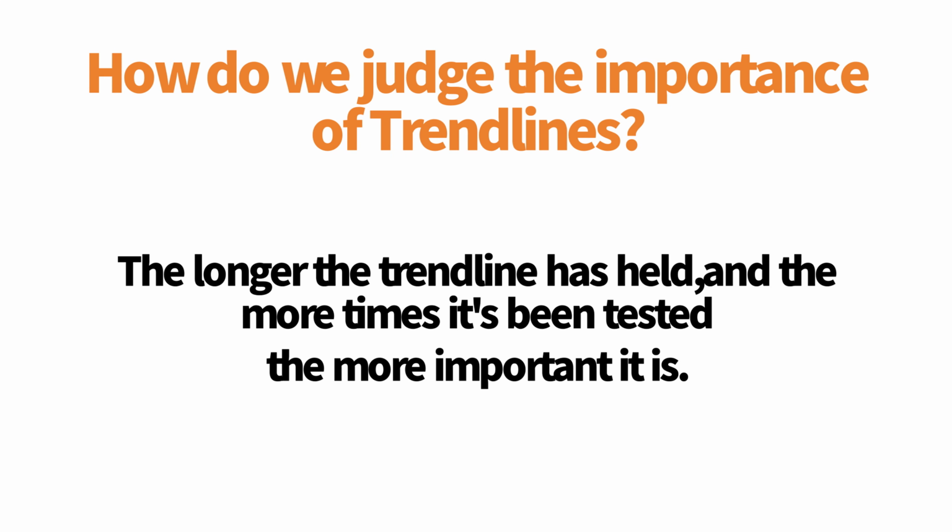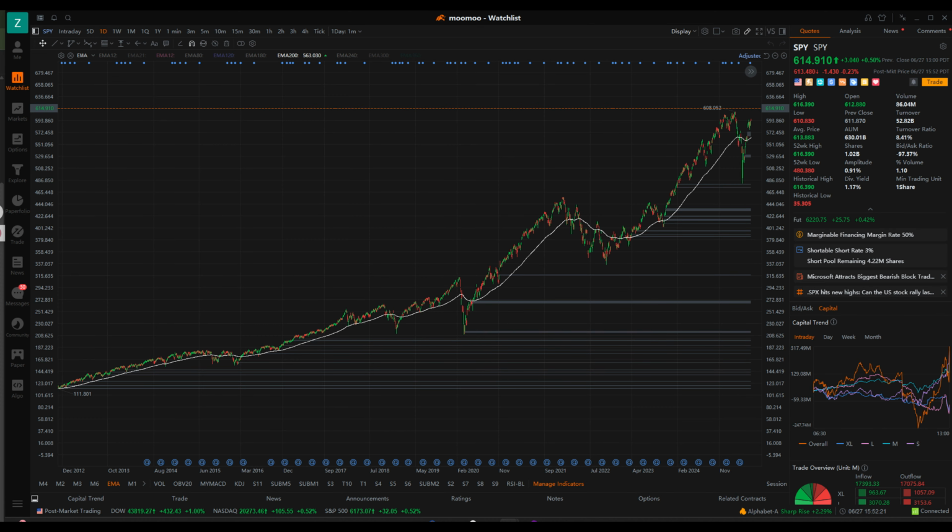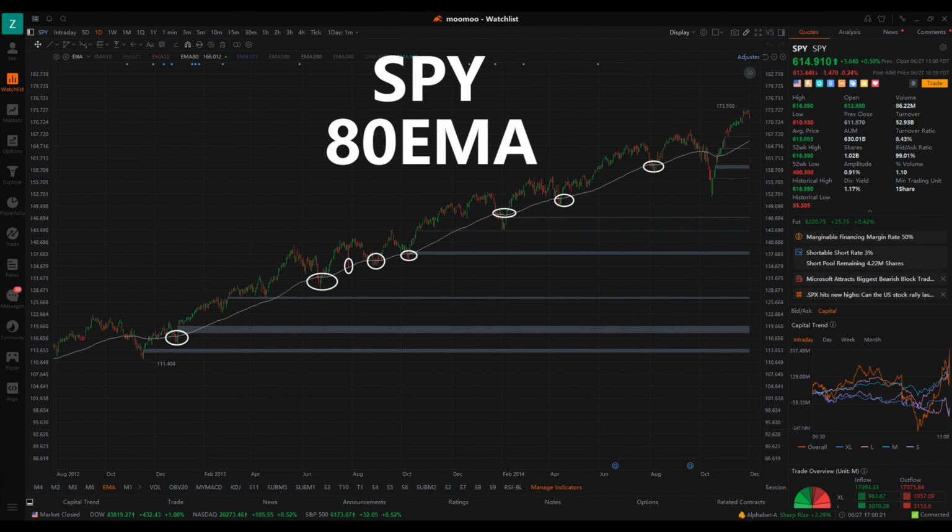So how do we judge the importance of a trend line? There are 2 factors. First, the longer the trend line has held and the more times it's been tested, the more important it becomes. Say an uptrend line has been tested 7 times and held every time. That shows the market agrees it's significant. That trend line will be more important than one that's only been tested twice. Also, if an uptrend line has held for 6 months, it's definitely more meaningful than one that's only lasted a month.